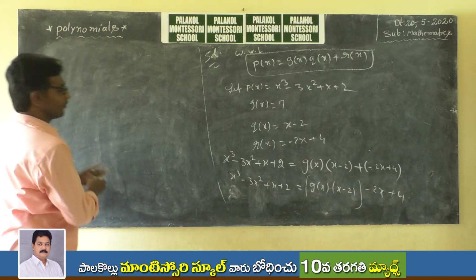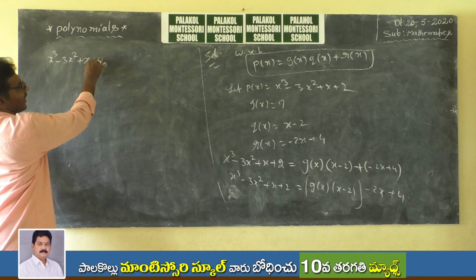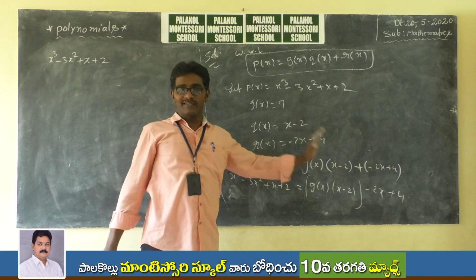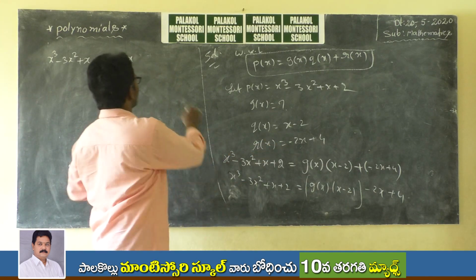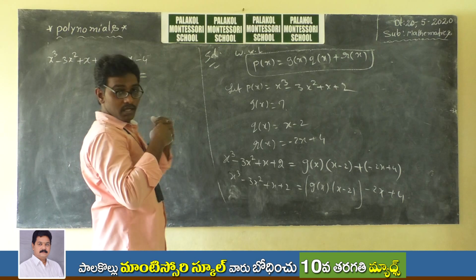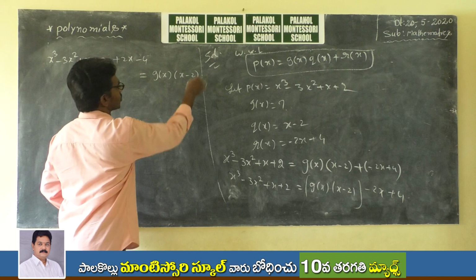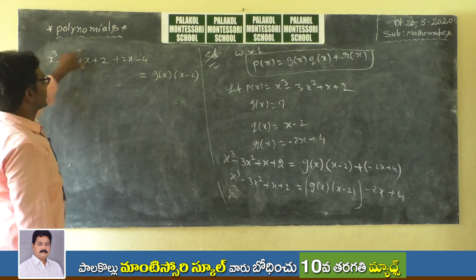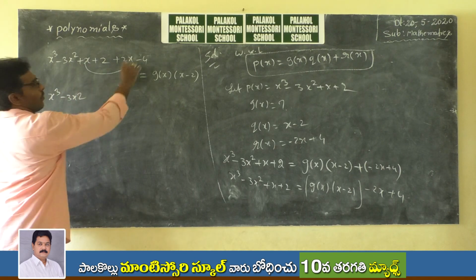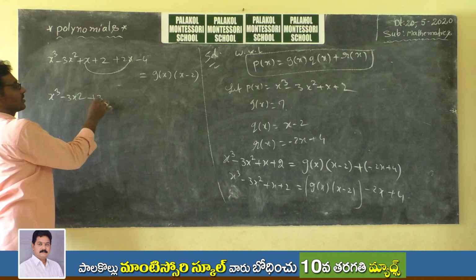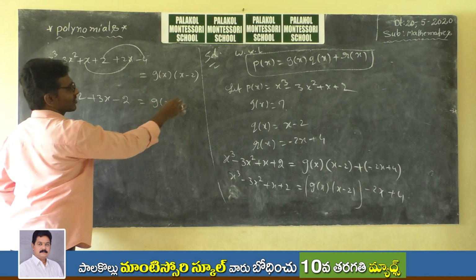Right here, see, x cube minus 3x square plus x plus 2, minus 2x this side, plus 2x, plus 4 this side, minus 4. What remaining? Other side, g of x minus 2. Now simplify this polynomial. X cube minus 3x square, 1x plus 2x, 3x, 2 minus 4, minus 2 is equal to g of x.